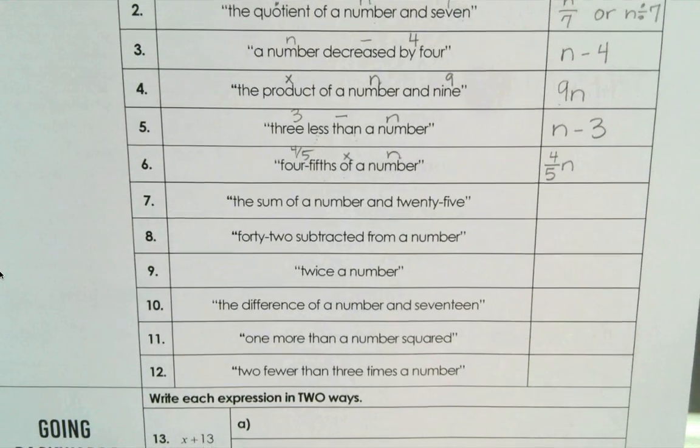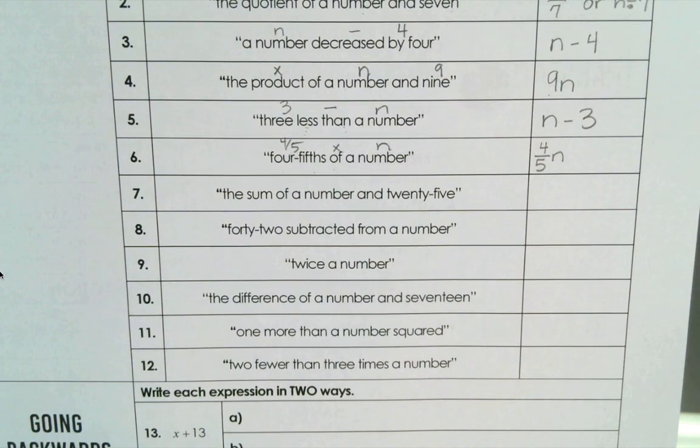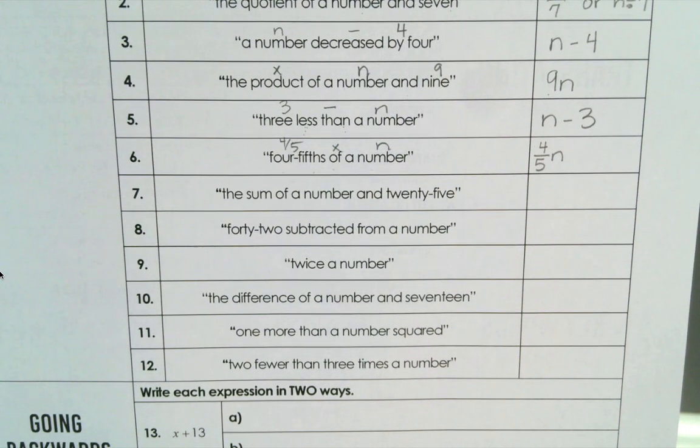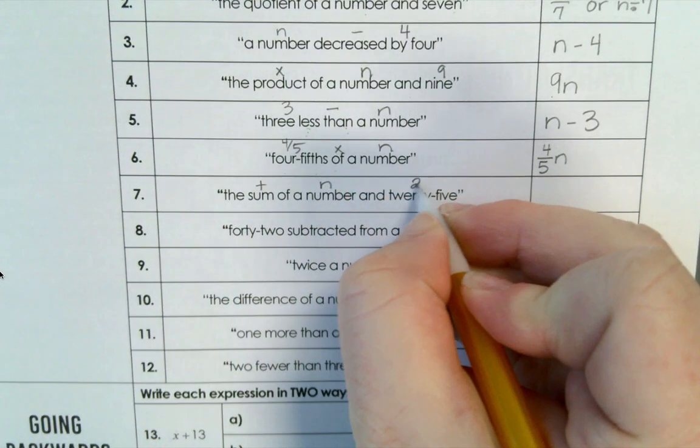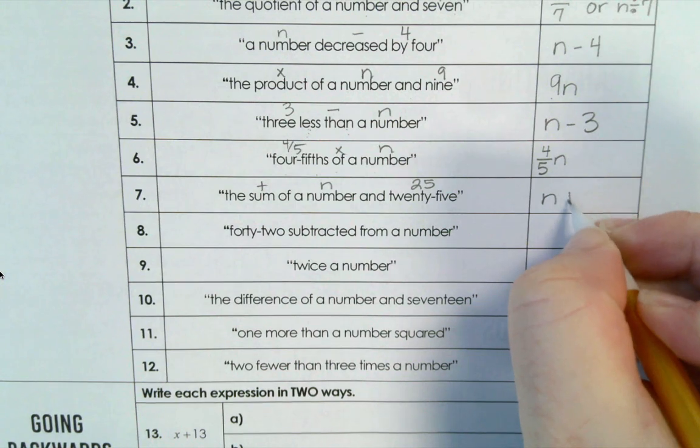Number 7, the sum of a number and 25. So sum of a number and 25. We're going to do number plus 25.